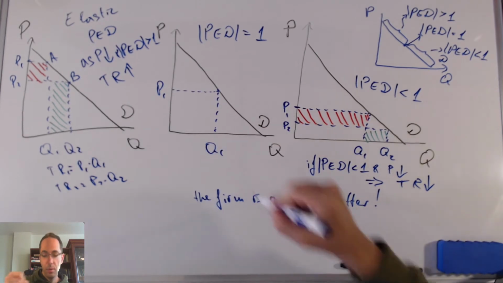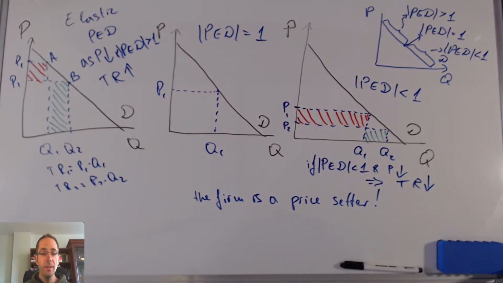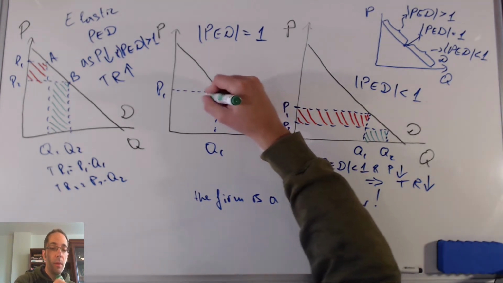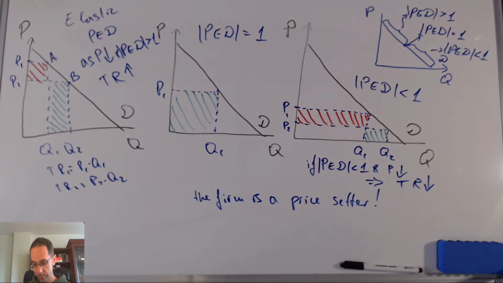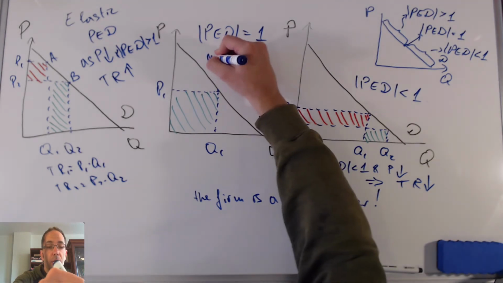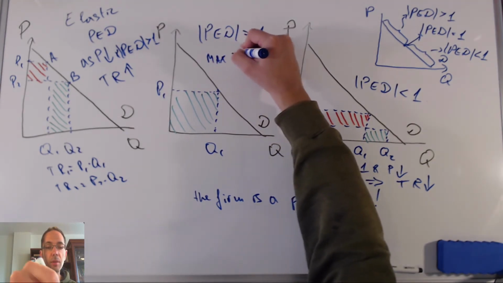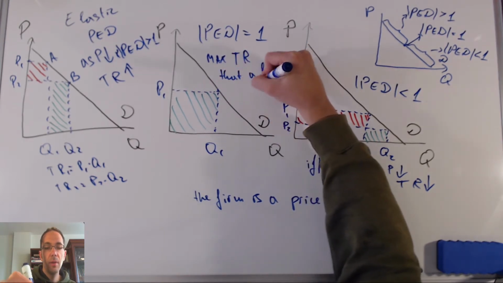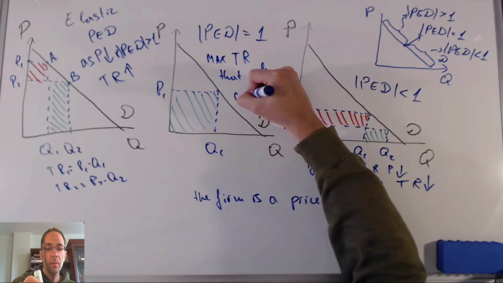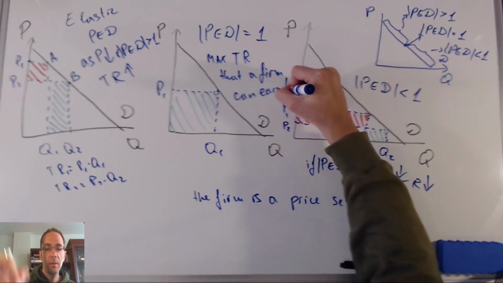P1, Q1, and this, just give me one second. We'll color it green. This will be the maximum total revenue that the firm can earn. So this is the maximum TR that a firm can earn.